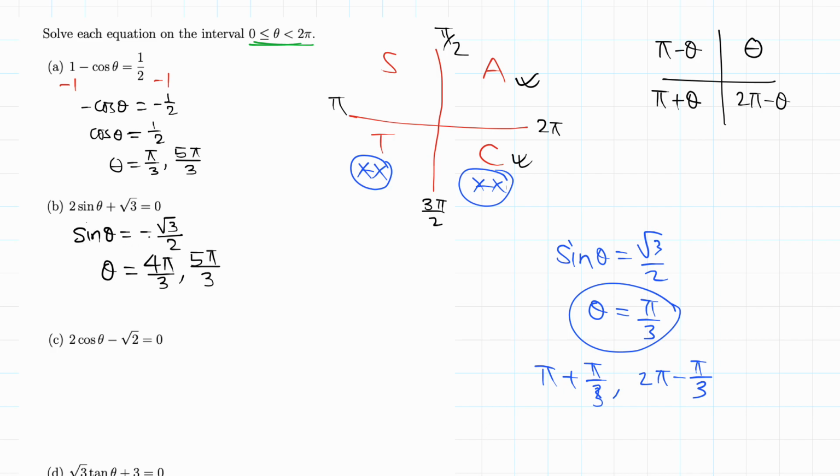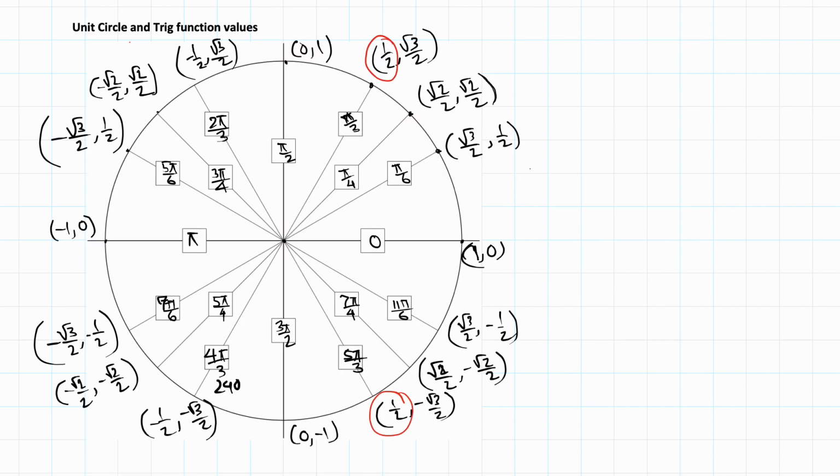Sine theta equals negative root 3 over 2. In this restriction we have 2 places. We don't have to go through this quadrant rule if you know how to create a unit circle. So sine theta equals negative root 3 over 2 means the y coordinate is negative root 3 over 2, here and here. So 4 pi over 3 and 5 pi over 3.